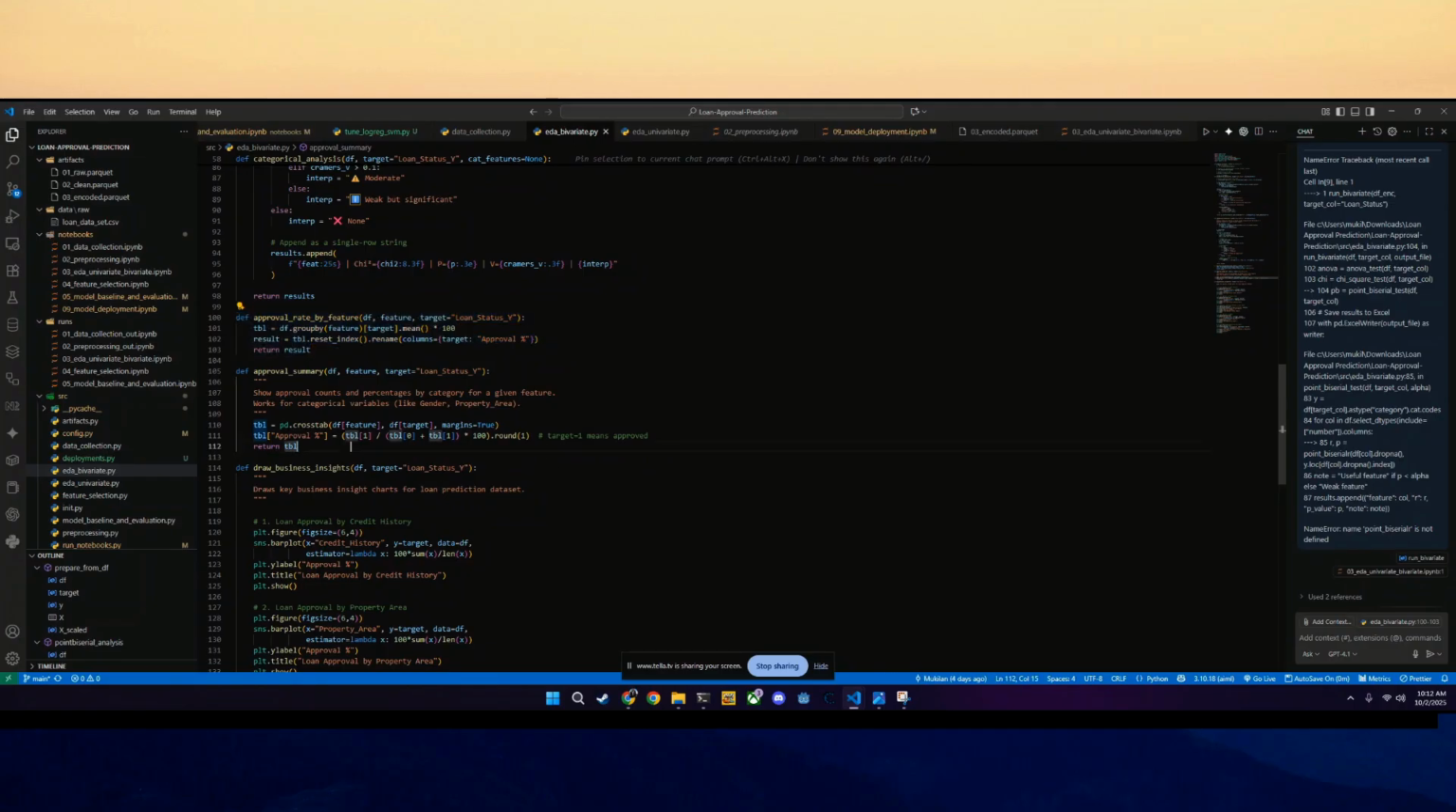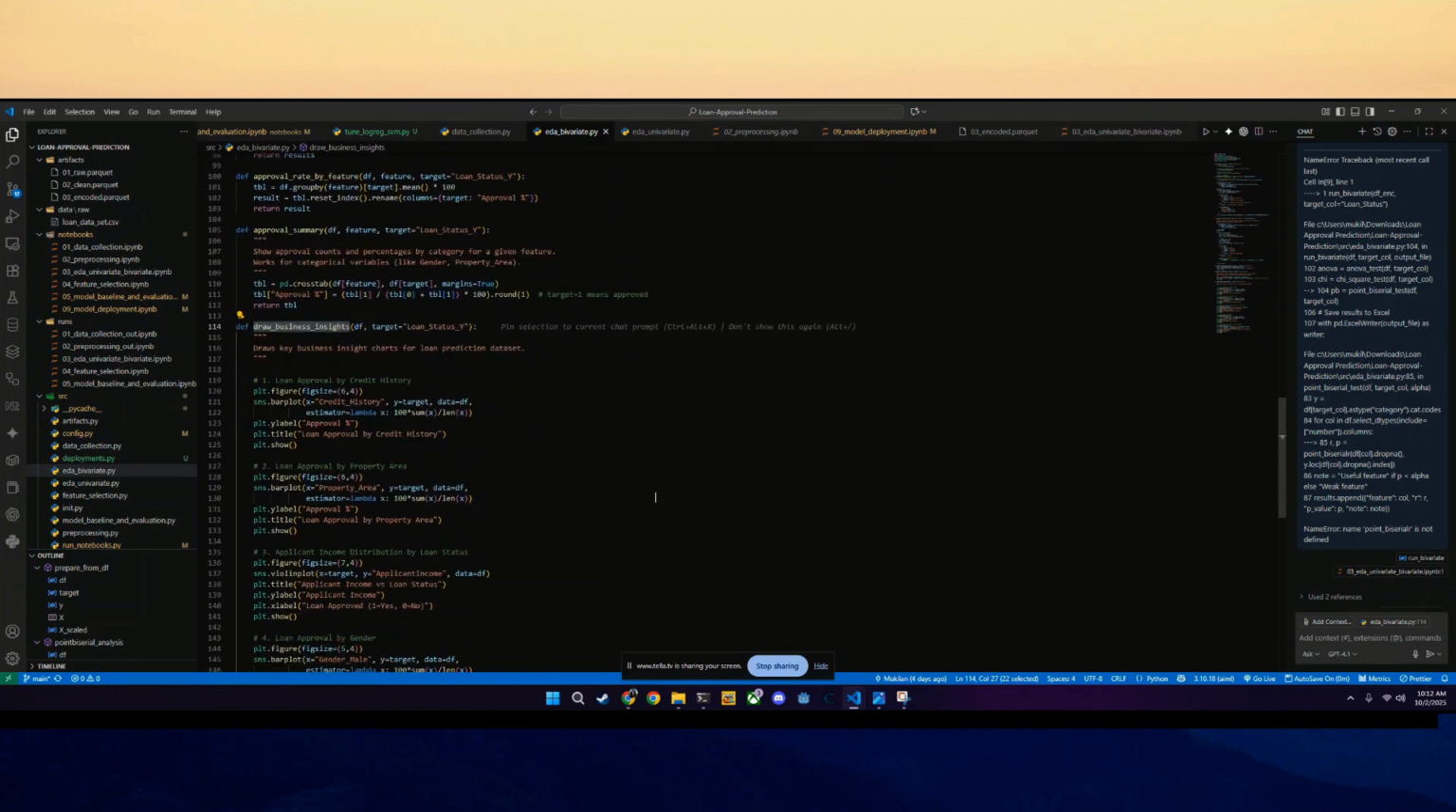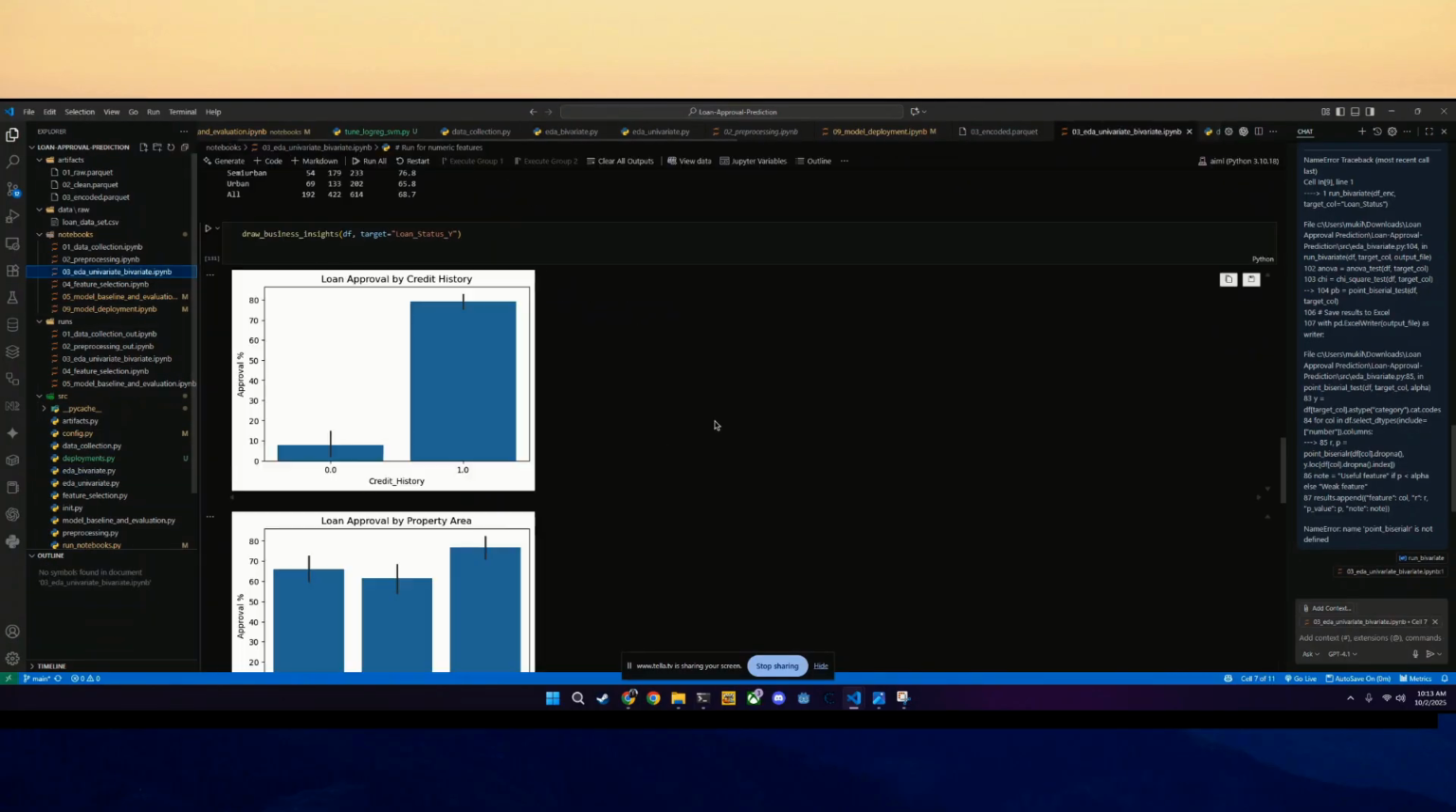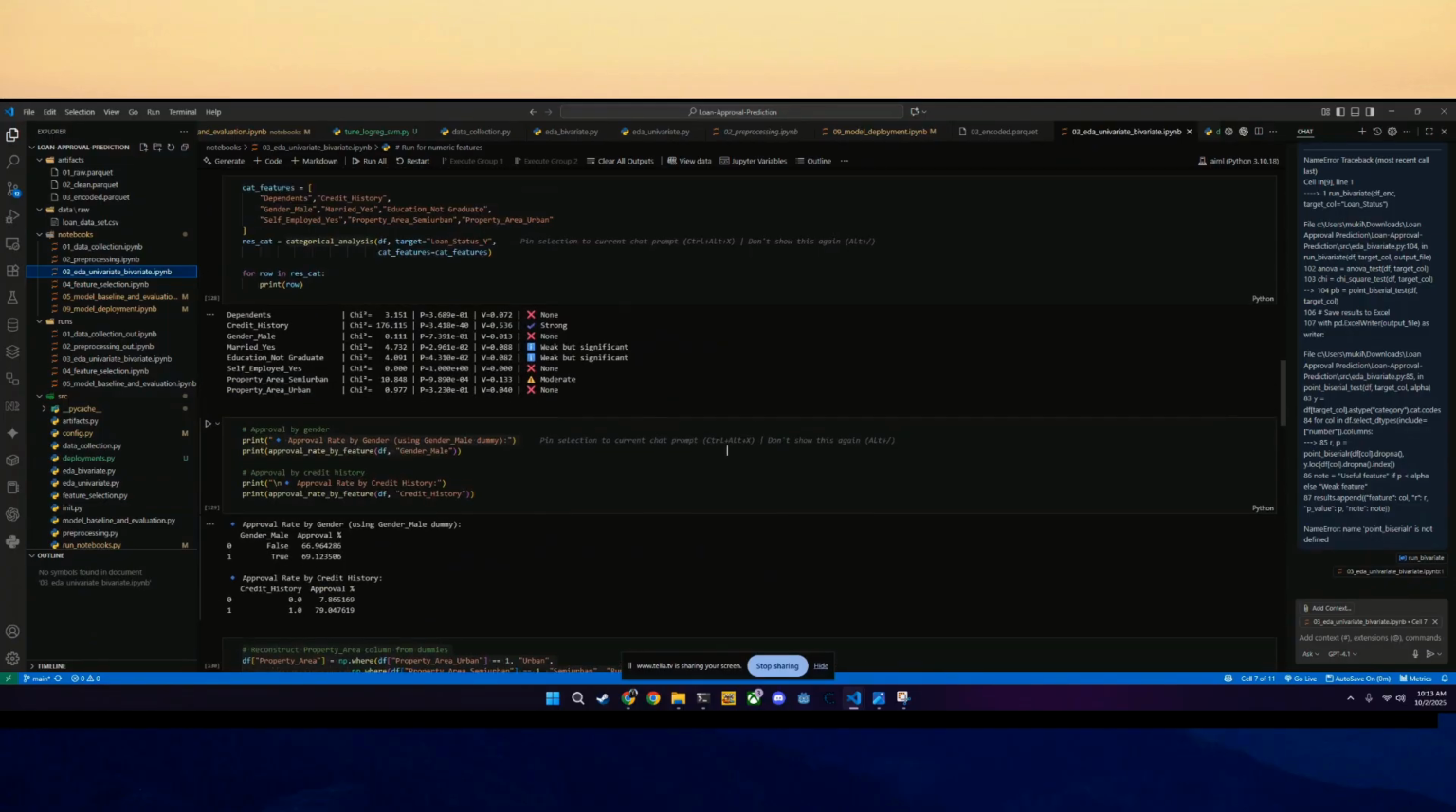Okay, so I have two methods: one is approval rate by feature and the other is the approval summary. Okay, next one is the draw business insight. This one is to draw different charts. I have written this method. Okay, now let's go into the Jupyter notebook. We will see them one by one.